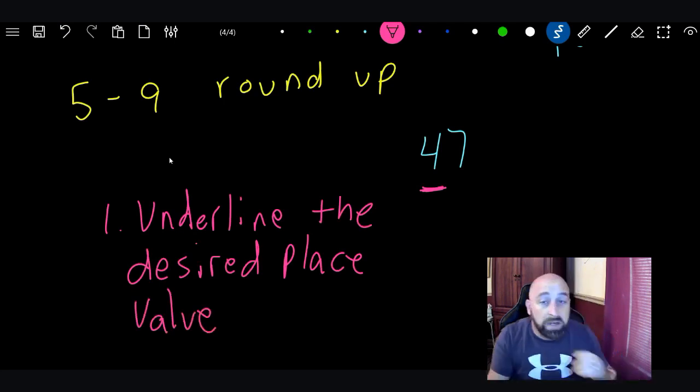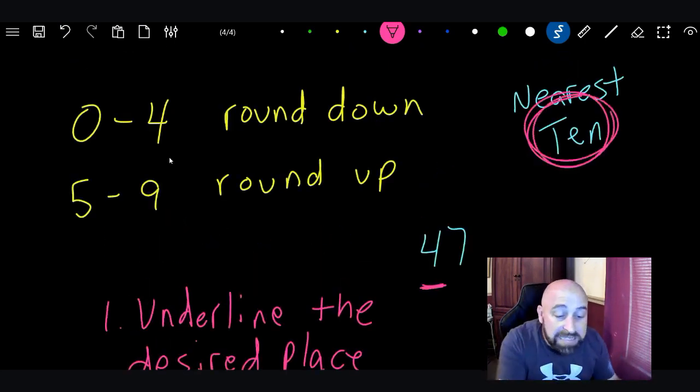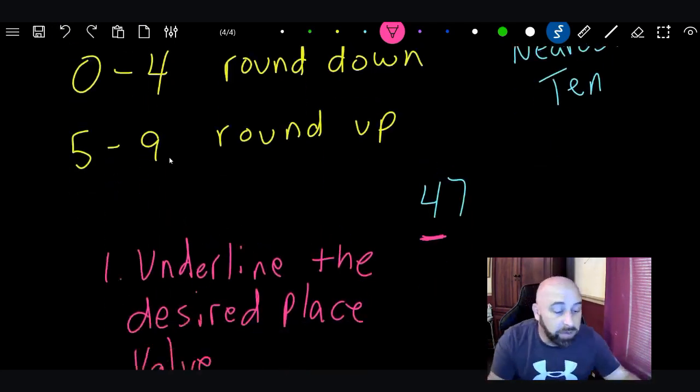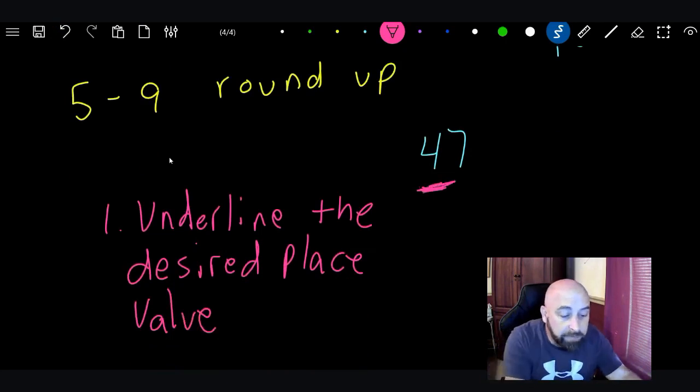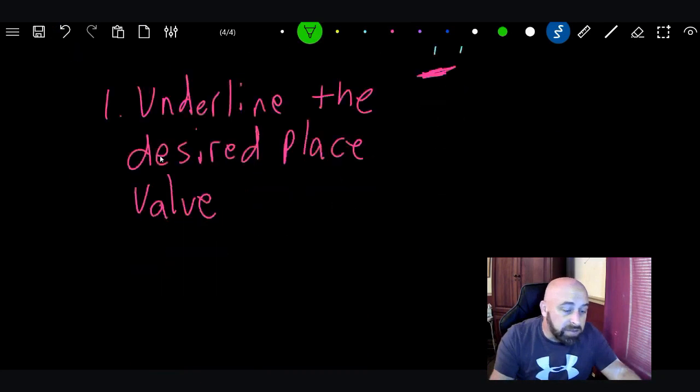All right, what is the desired place value? It's the 10. That's what we're looking for. So we're going to underline the 10. The 4 is in the 10 spot. All right, step number 2. What's the second thing we want to do?